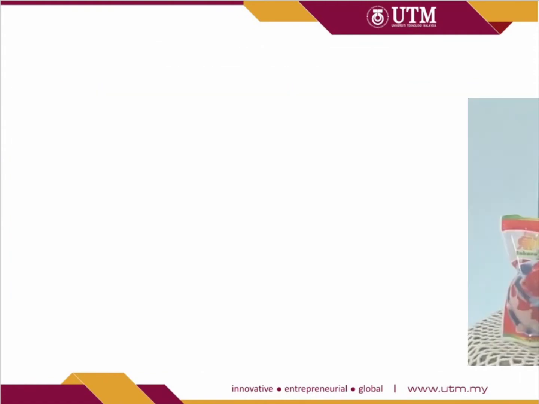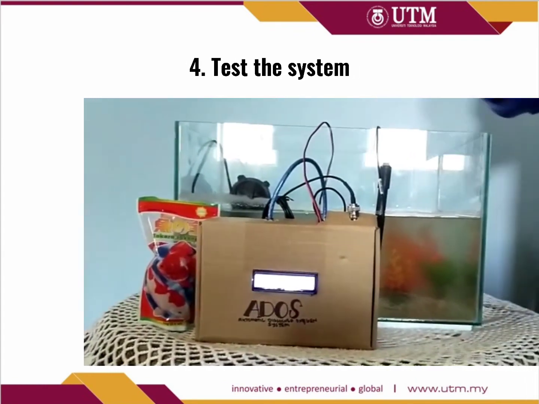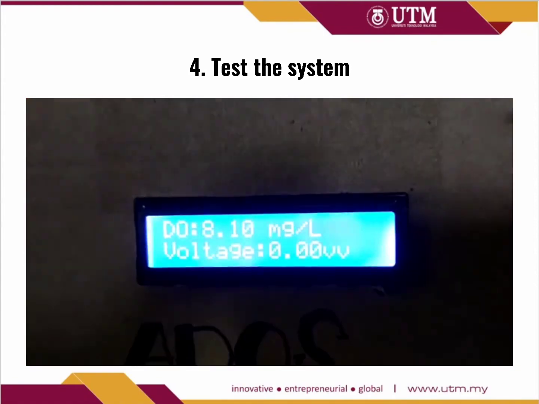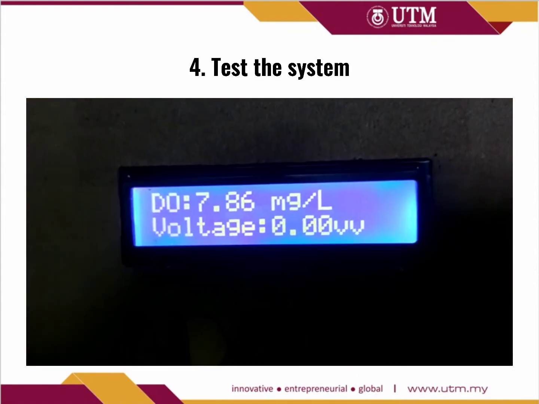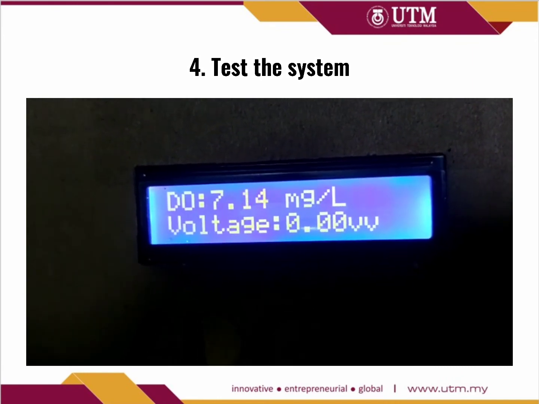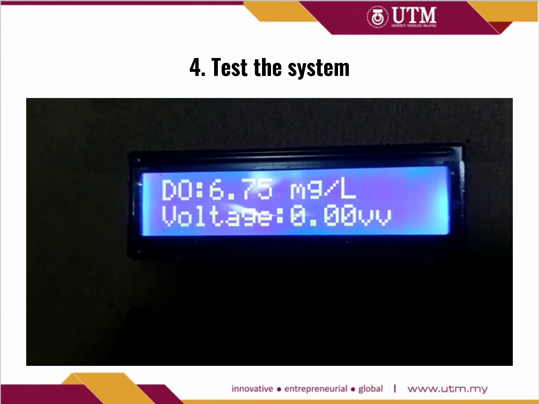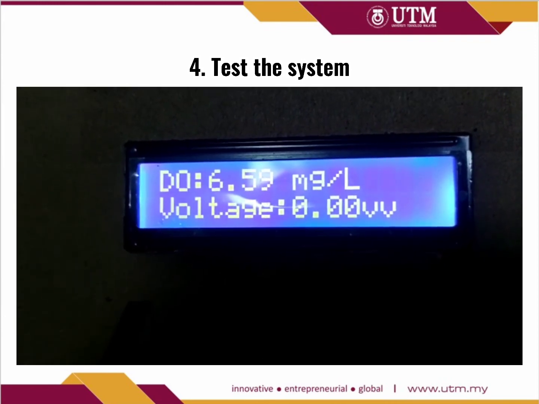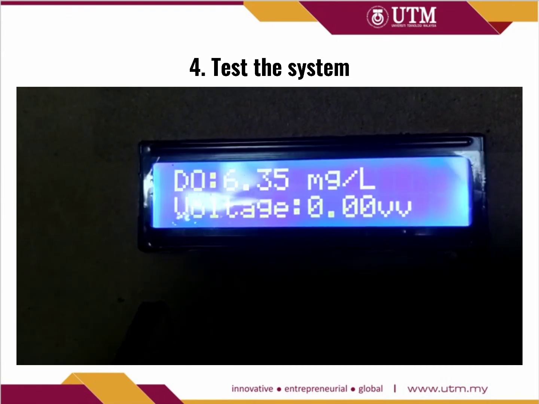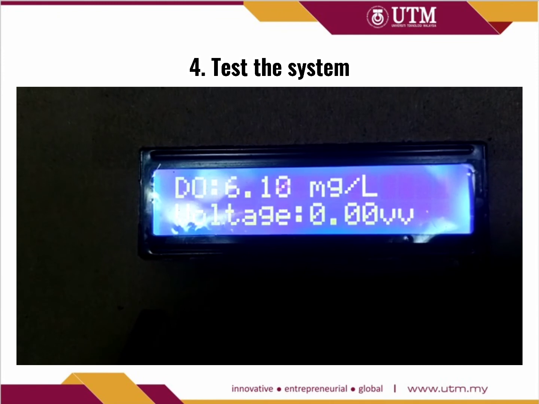When the sensor probe is ready, we proceed to test the system. By referring to the LCD display, we can see that the reading of the system is 6 and above. It means that the mini aquarium pump will not operate because the condition is off. Meanwhile, if the reading of dissolved oxygen is between 0 to 5.9 mg per liter, then the load will operate with the required voltage given.